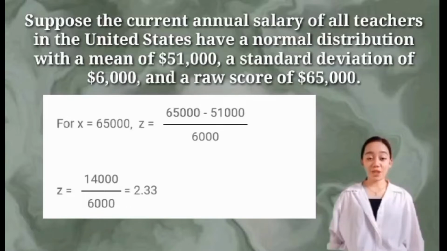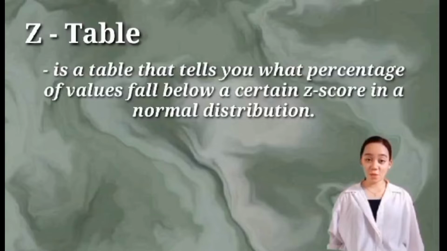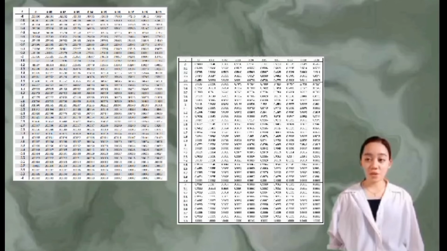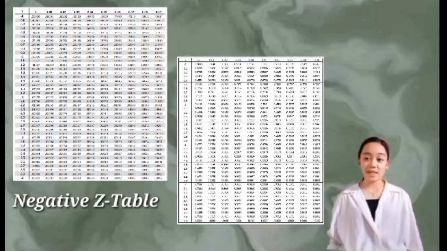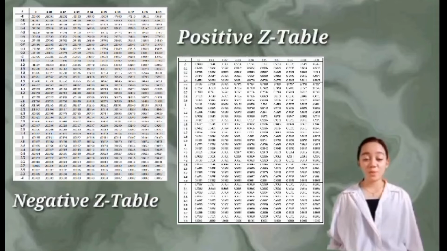Now that you already learned how to get the z-score, let me introduce to you the z-table. A z-table is a table that tells you what percentage of values fall below a certain z-score in a normal distribution. As you can see on the screen, the z-table on the left is a negative z-table, which will be used when your z-score is negative. On the other hand, the z-table on the right is a positive z-table, which will be used when your z-score is positive.